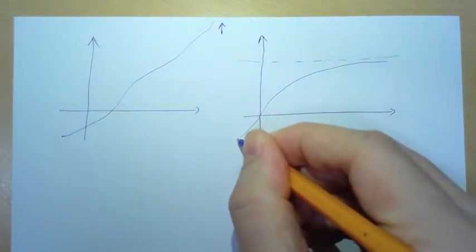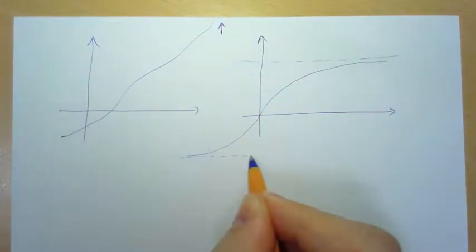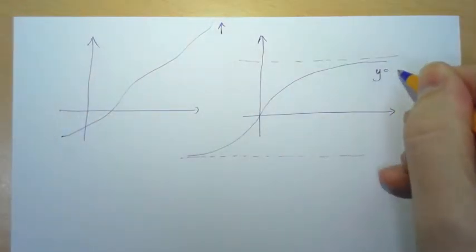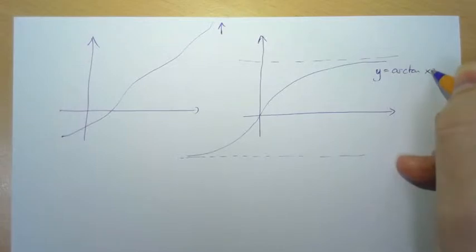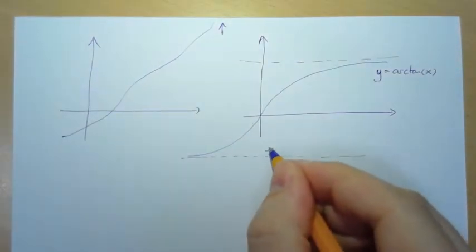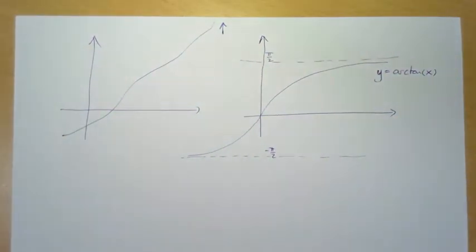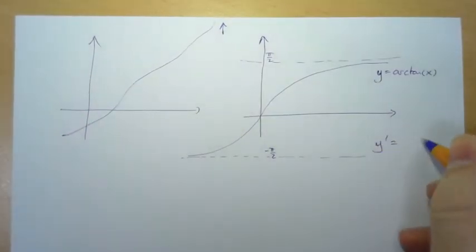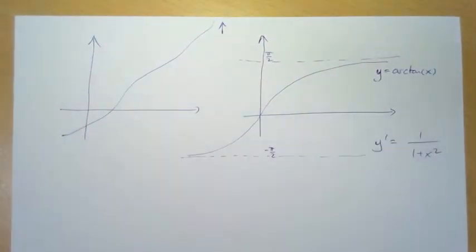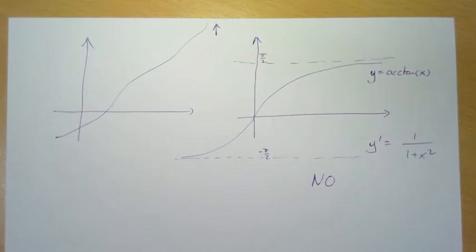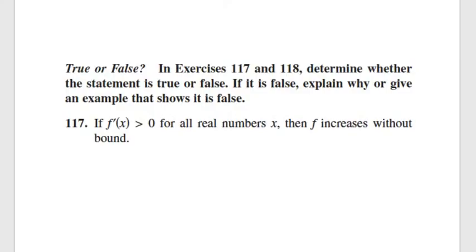We don't know what e of t is, but if we want to give another example, we can think of a function that looks like that. Y equals arctan of x has horizontal asymptotes at negative pi over 2 and positive pi over 2. The derivative of arctan of x is always positive, as can be seen from its derivative: y prime equals 1 over 1 plus x squared. This is always going to be positive. So that's a counterexample. We can answer this exercise by saying no, false.